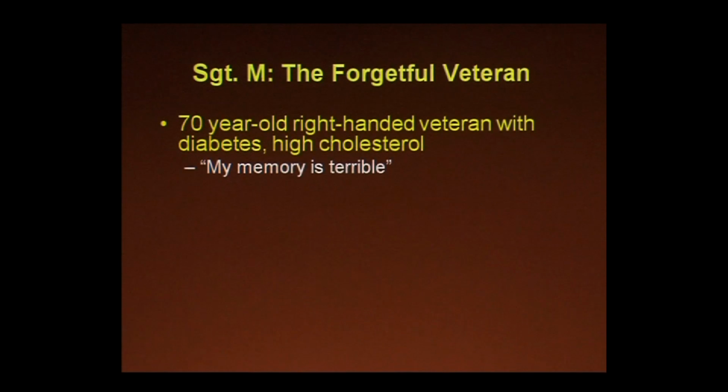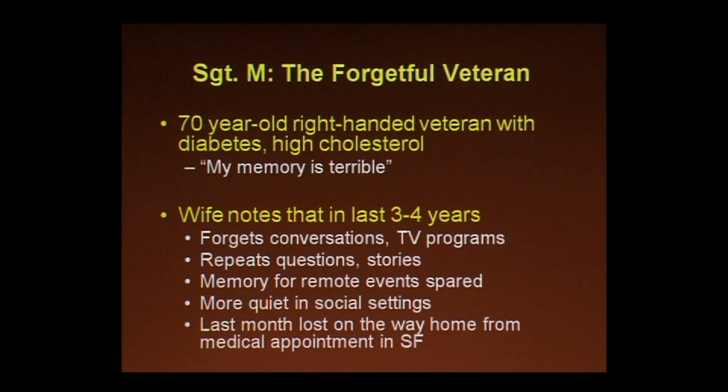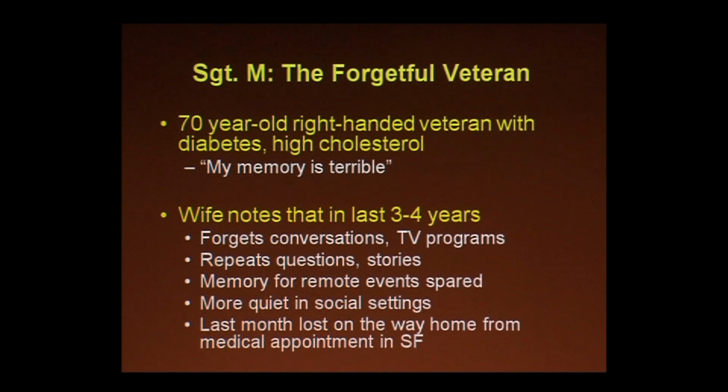His wife reported that over the past 3 to 4 years, he's become more forgetful. And it's really for sort of trivial day-to-day things. He'll forget conversations or TV shows that they watch together. For example, that morning, he had no recollection that he had a memory clinic appointment in San Francisco, even though he and his wife had had a long conversation the night before about how they'd have to get up early to make the drive. He tended to repeat himself, tell the same stories, ask the same questions, sometimes within an hour. And his memory for remote events, major life events that happened 10, 20, 30 years ago, was actually preserved.